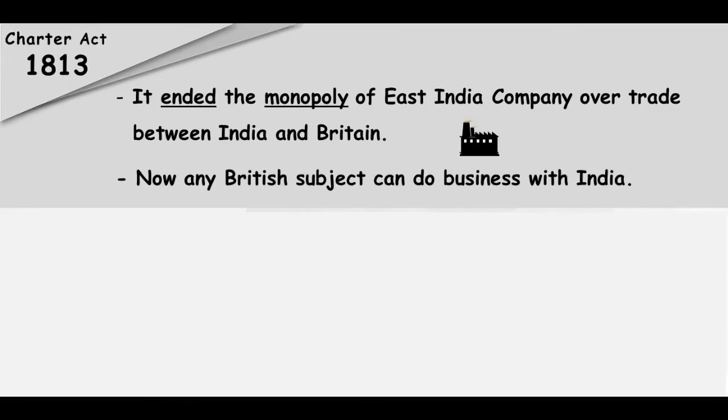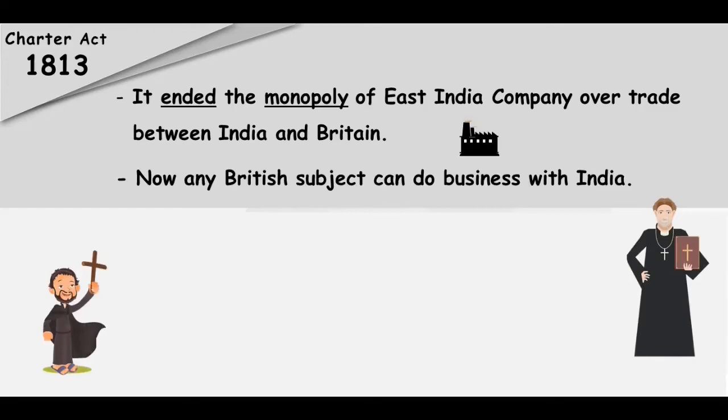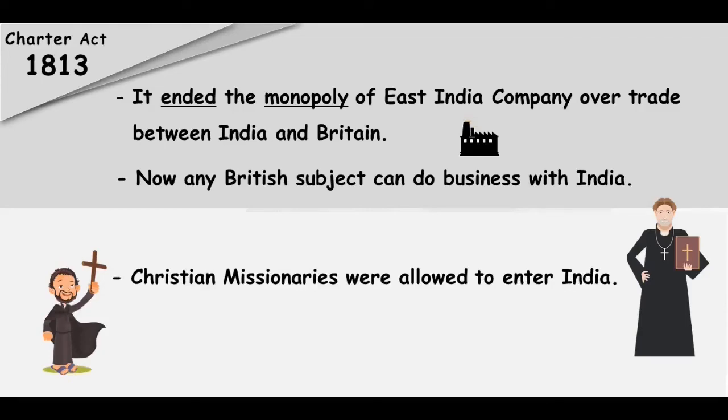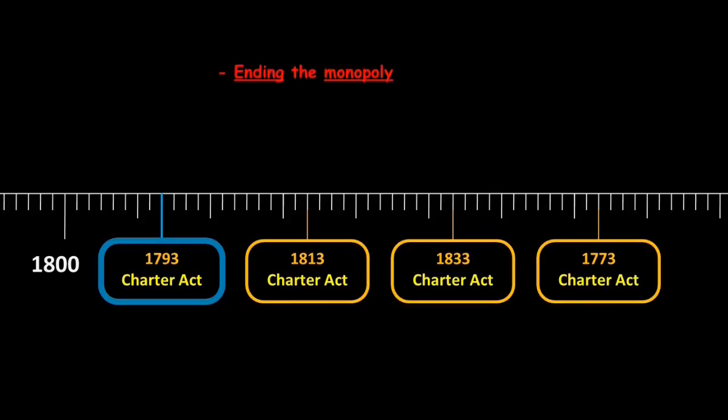Second thing, Christian sects like evangelicals were getting stronger in the British Parliament. Therefore, Christian missionaries were allowed to enter India. And this act directed the company to spend at least 1 lakh rupees for education. Ending the monopoly and allowing the missionaries was the Act of 1813.